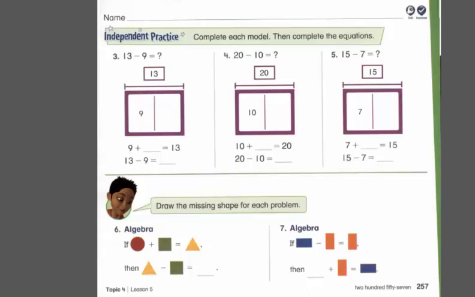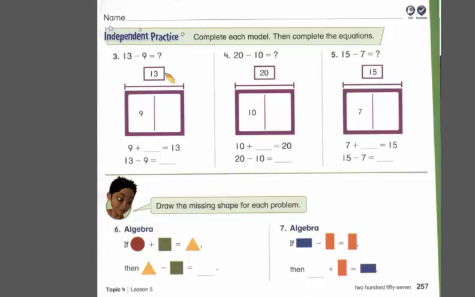Always remember, you will ask yourself, what is the whole? The whole is 13. What is the part you know? The part I know is 9. So what is the missing part? I start counting after 9 to reach 13. So start counting with the part you know. Okay? Then count on to get the sum.